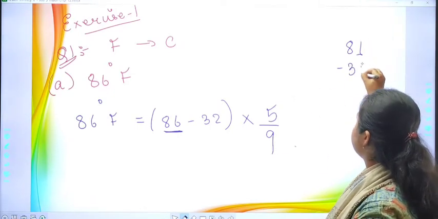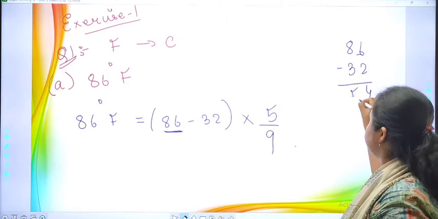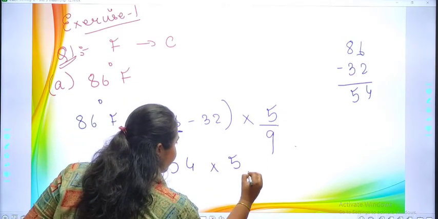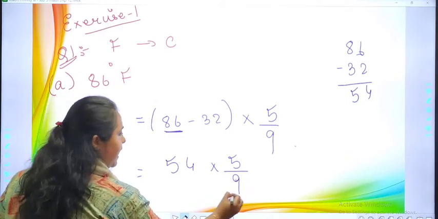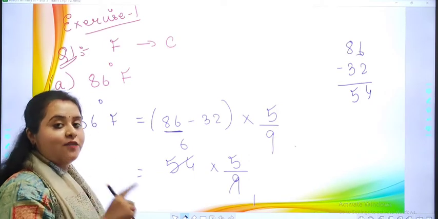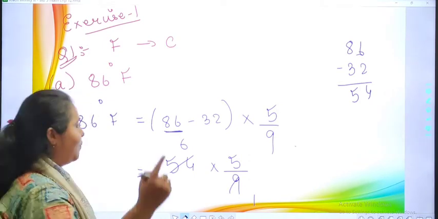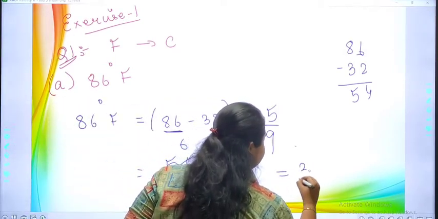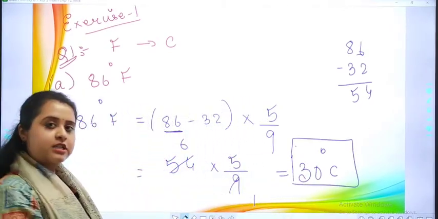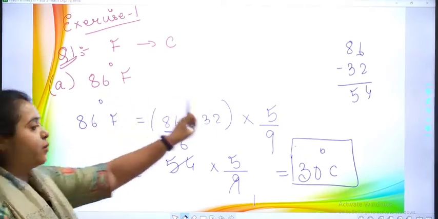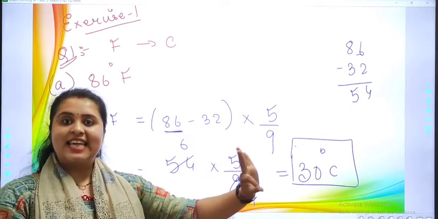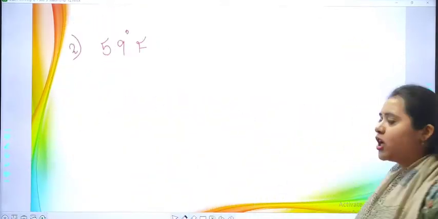86 minus 32 is 54. 54 into 5/9. 9 ones are 9. 9 sixes are 54. 9 fives are 45. 9 sixes are 54. 6 fives are 30. So you will be writing 30 degree Celsius. Understood? In the question it was given F and we have converted it into C, that is Celsius. Done? Easy? Now let's solve one more sum for your understanding.